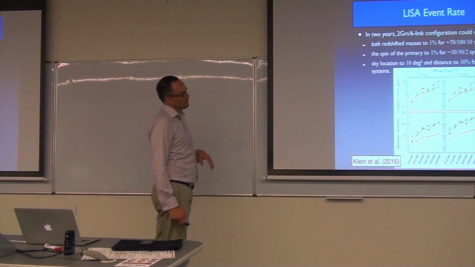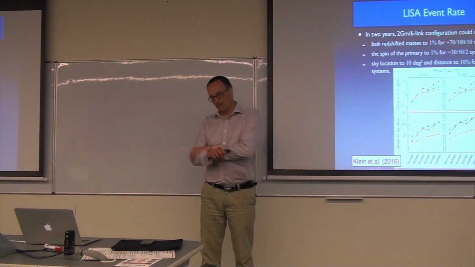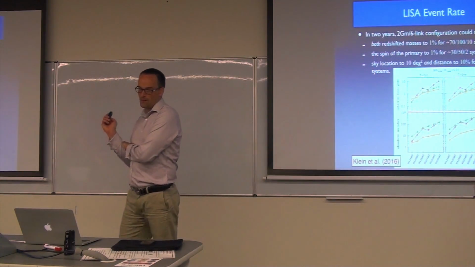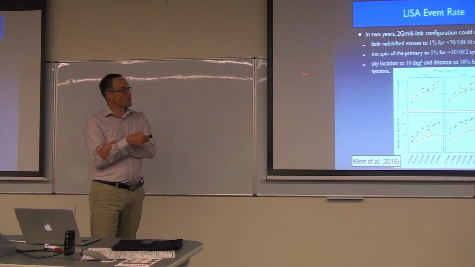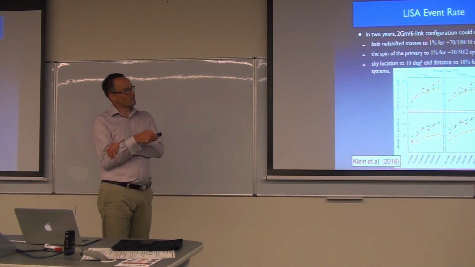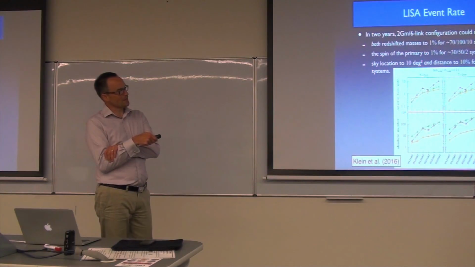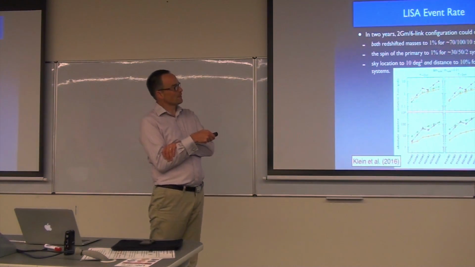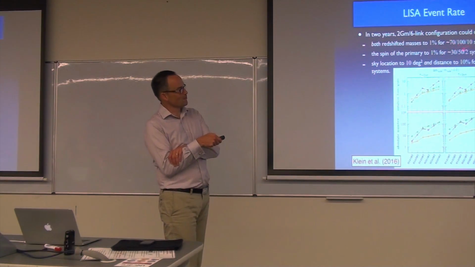So over 2 years, we would expect LISA to measure both redshifted masses, so both masses in the binary, to 1% for about 100 systems. So there are 3 numbers here, 7 and 110.